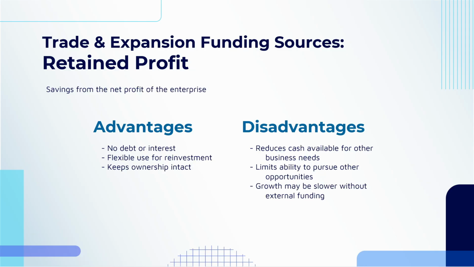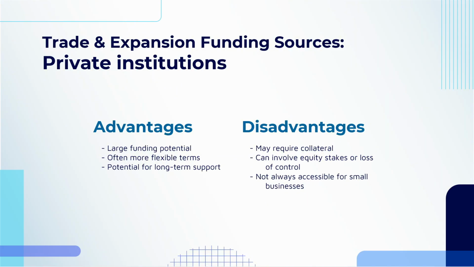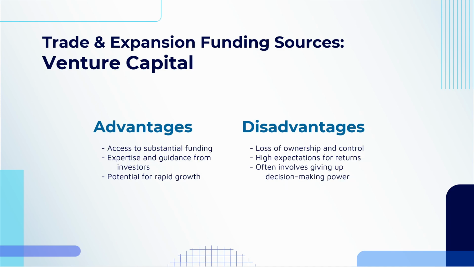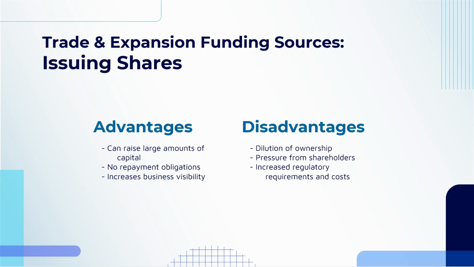Number 2, retained profits. Profits reinvested back into the business, it keeps ownership intact but reduces cash available for other needs. Private institutions. They offer large funds and sometimes long-term support, but may require collateral or equity. Venture capital. Big money and guidance from investors, but they expect high returns and decision-making power. And lastly, issuing shares. This raises a lot of capital, no repayments required, but again, ownership is diluted and regulations increase.